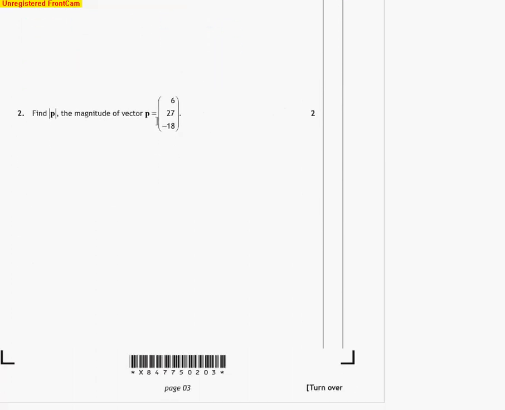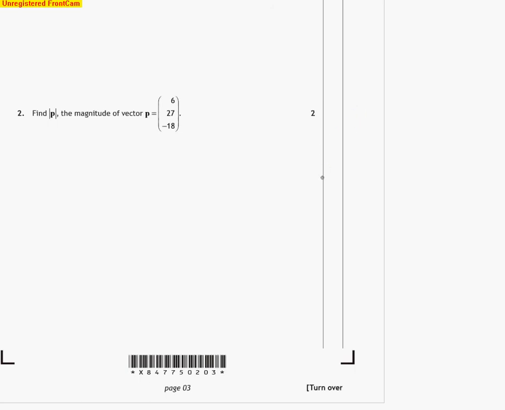Vectors, magnitude of a vector. Again, this is a brilliant question, especially in a calculator paper. In their own calculator paper, they might mix it up and make you do something a little bit fancy. But for this, we can just plug this straight into a calculator. Now, people don't often think about what the magnitude really means. So this is the same as if it was just an x and y vector as well.